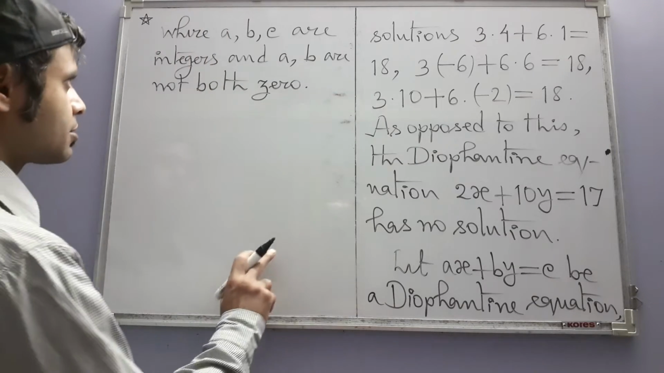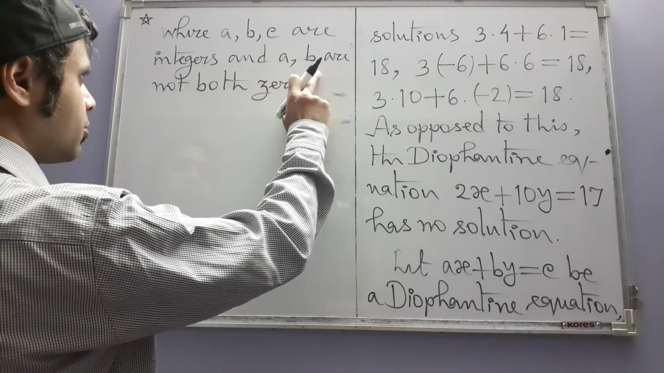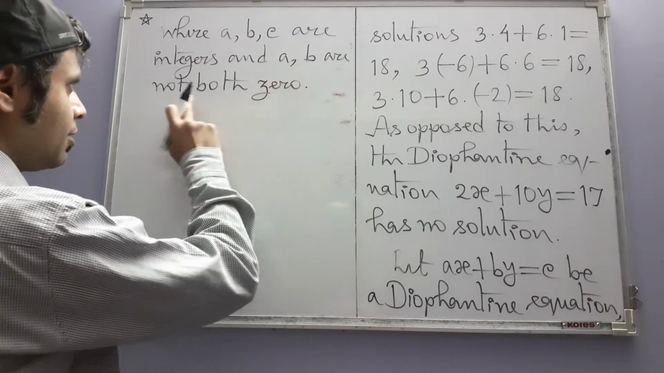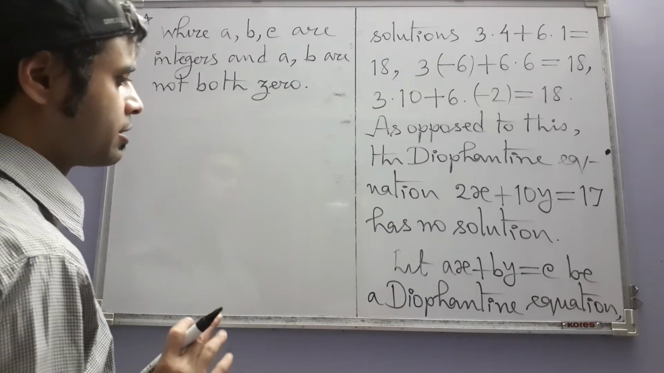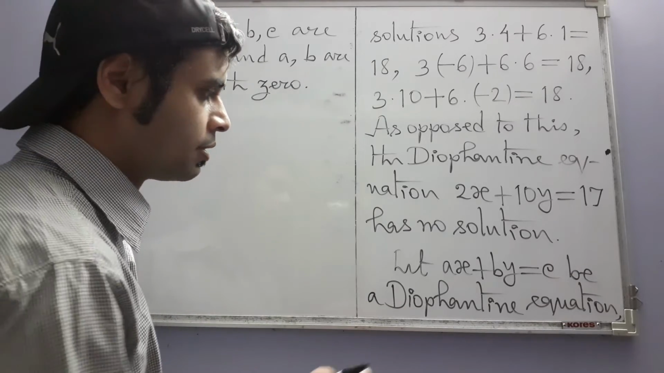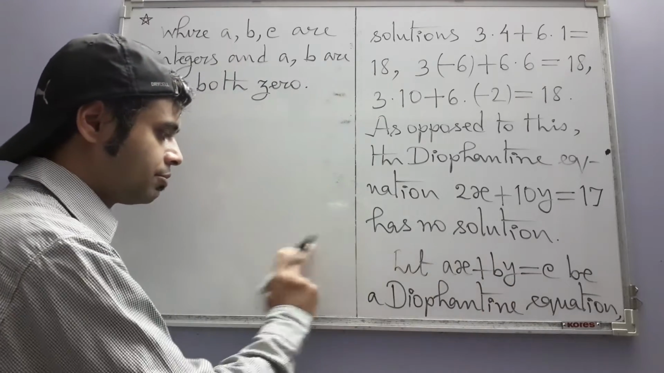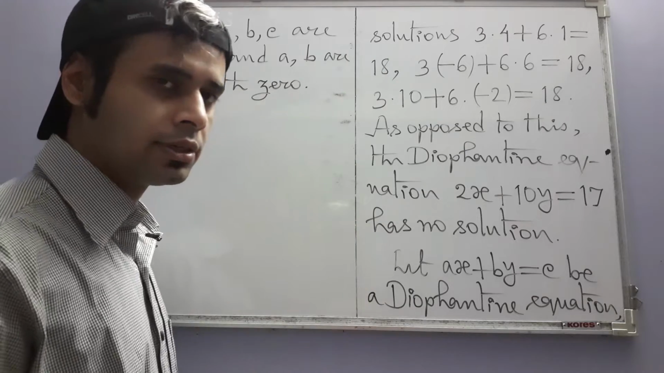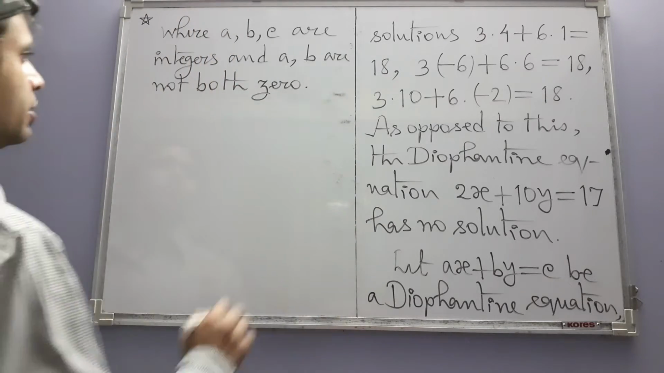So it's a trivial situation. To avoid that situation, we put this condition, this restriction, that a and b are not both 0. They are not simultaneously 0. One of them can be 0, leading us to that type of equations like 2x equal to 3. Okay.